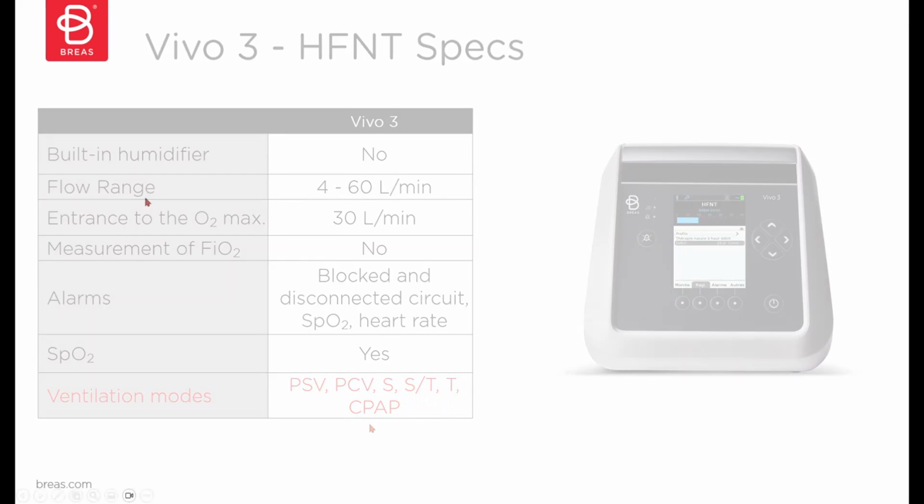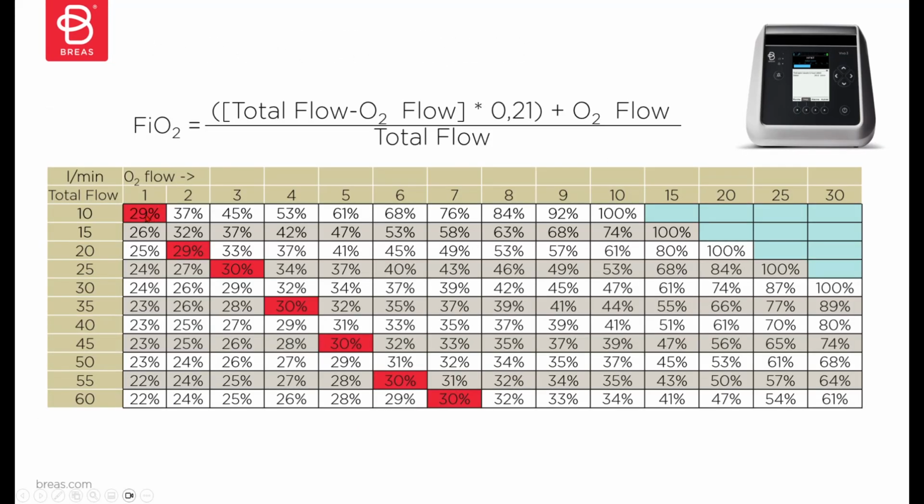When you add oxygen during high-flow nasal therapy with Vivo 3, the FiO2 which you will reach will depend on the total flow in combination with the applied oxygen flow. For the same amount of oxygen, an increase in total flow will make the FiO2 decrease. For a constant total flow, an increase in oxygen flow will also increase the resulting FiO2.